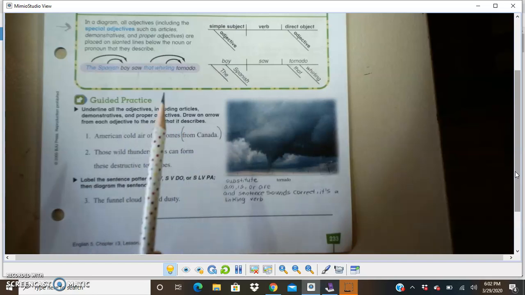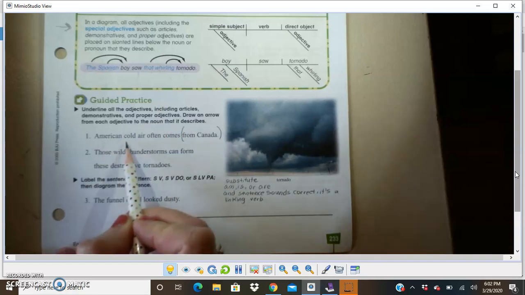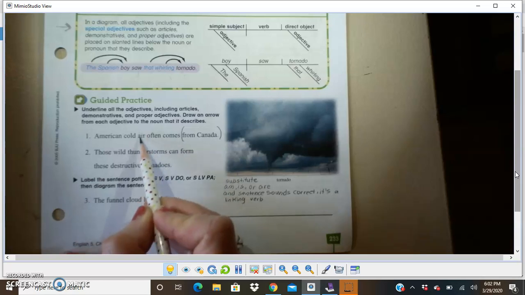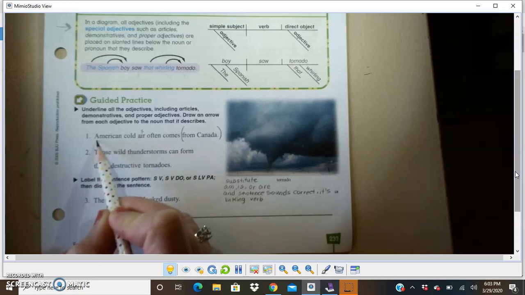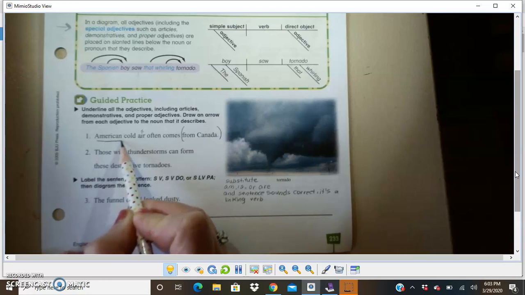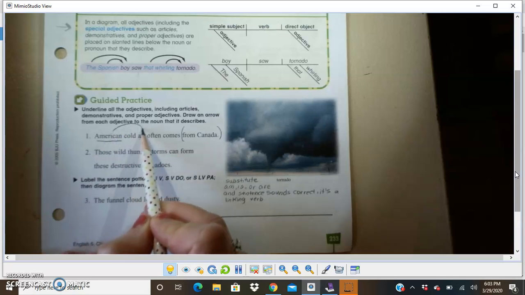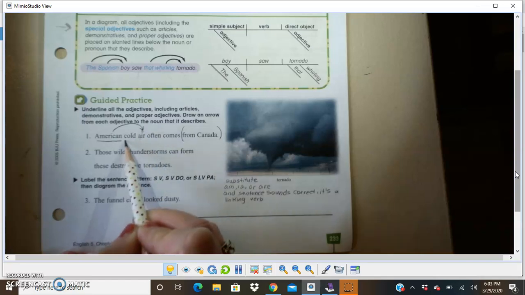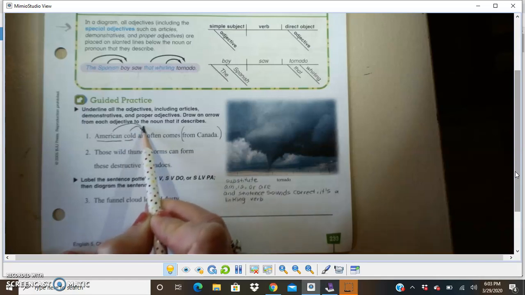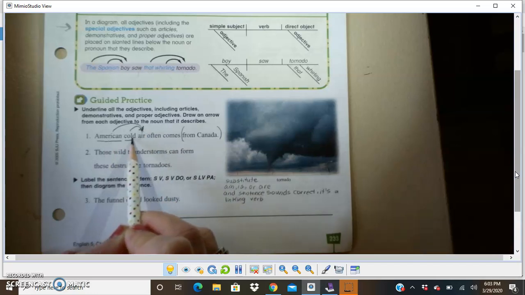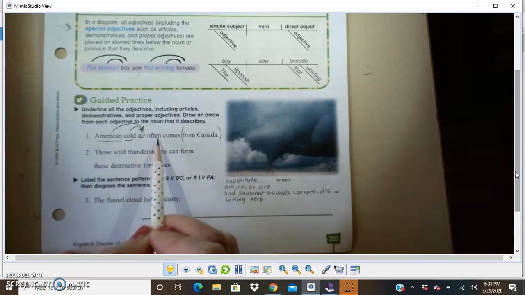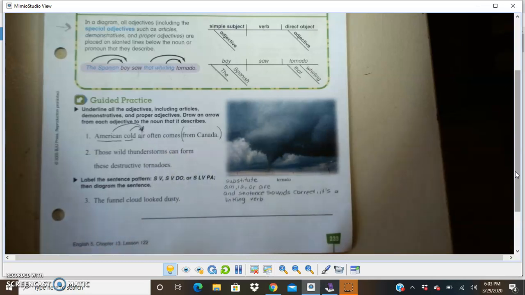So it says, underline all the adjectives, including articles, demonstratives, and proper adjectives. Draw an arrow from each adjective to the noun that it describes. Okay, so first of all, I'm going to find the subject. The subject is air right here. So what's describing the word air? American. That's one of those proper adjectives. It's describing air. Cold. It's describing air. So American cold air often comes from Canada. There's nothing else on that sentence that we need to mark.